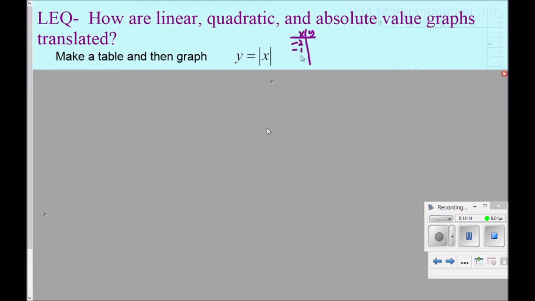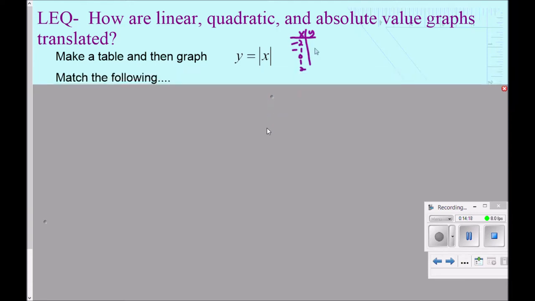-2, -1, 0, 1, 2. So the absolute value, remember, that's the distance away from 0 on the number line. So we know that negative numbers become positive because when we're talking about distance, distance is always positive. And positive numbers stay positive. So -2, the absolute value is 2. -1, the absolute value is 1. 0 stays 0. 1 stays 1.